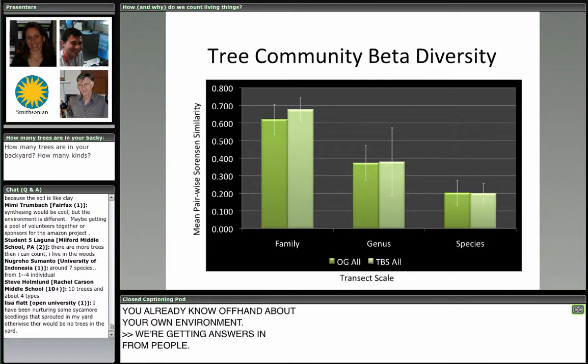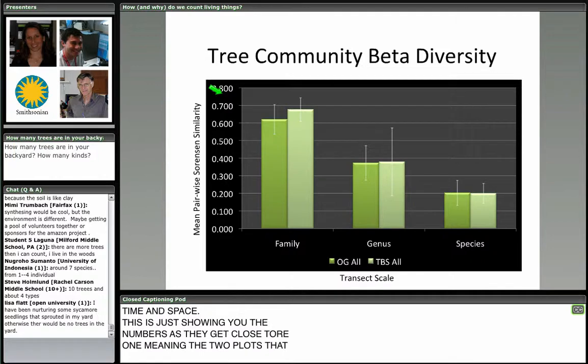So this is something that you can do with diversity data. You can calculate what's called beta diversity, or change in diversity across time and space. So this is just showing you the numbers as they get closer to 1 mean that the two plots that you're comparing are identical to one another. And you could do this with any two plots in space.